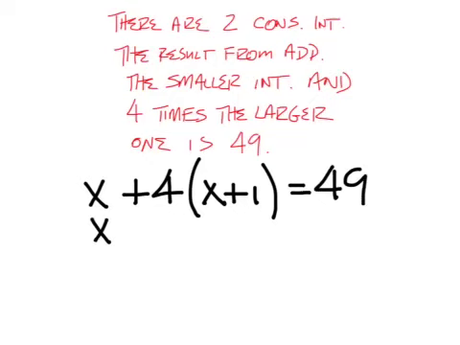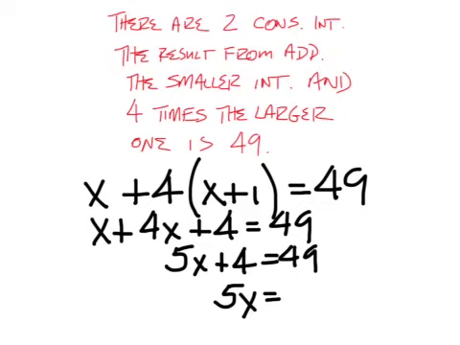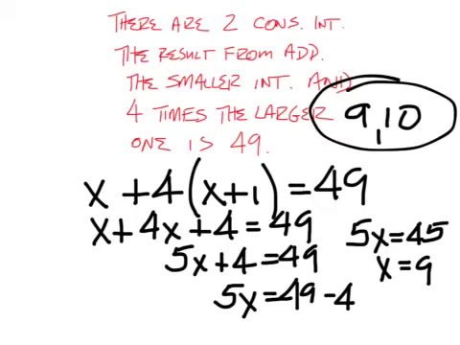So you should have x plus 4x plus 4 equals 49. That'll be 5x plus 4 equals 49. And move the 4 to the right, subtract, and you'll come up with 45. So when you divide that, you'll get a 9 for x, which is the smaller one, so 1 up is going to be 10, 9 and 10.